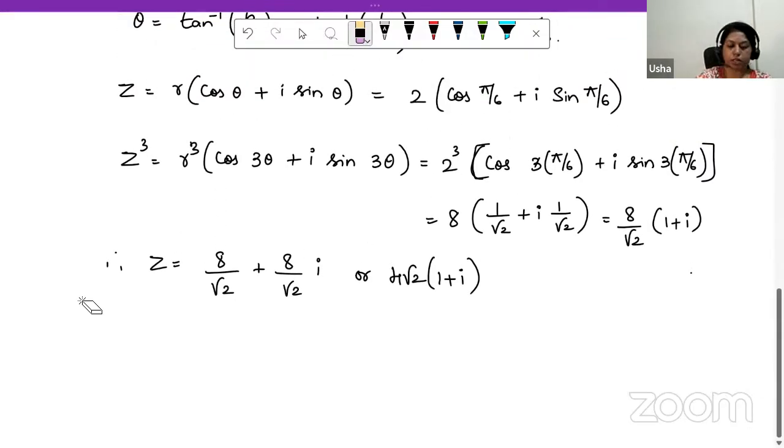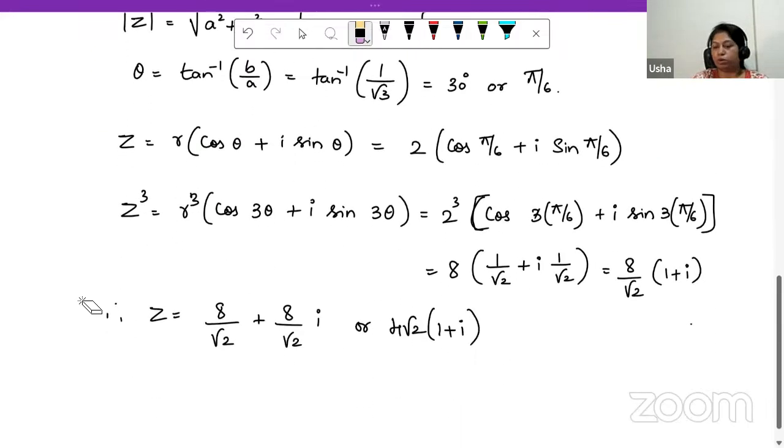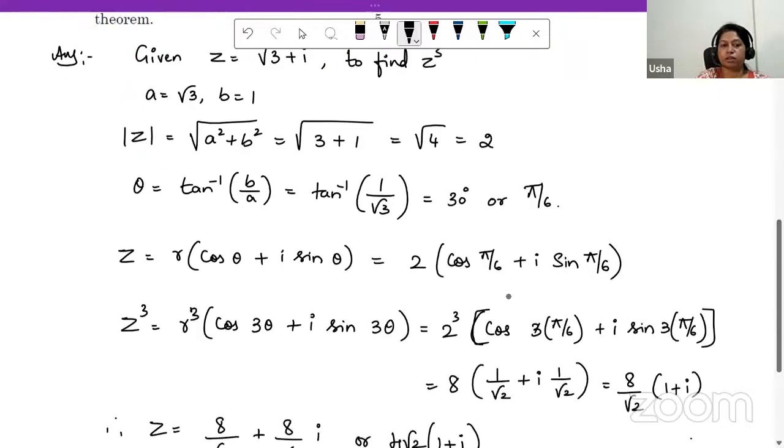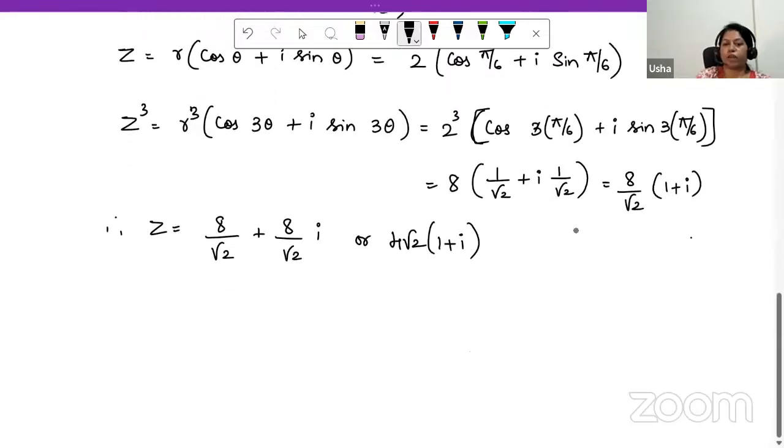Okay, this is De Moivre's theorem. Quite simple. It might look lengthy, but actually what you have to do is find a square plus b square, then find theta and write what z is, then z cube, r power n, cos n theta, i sin n theta. These values you write carefully. Try to simplify till the last step, whatever numbers you're getting, simplify all that. This is your answer. Do you want me to solve one more problem?